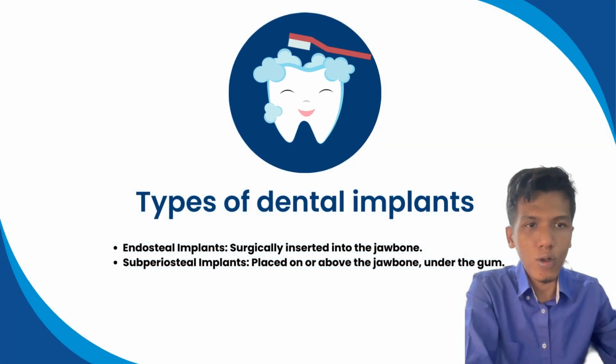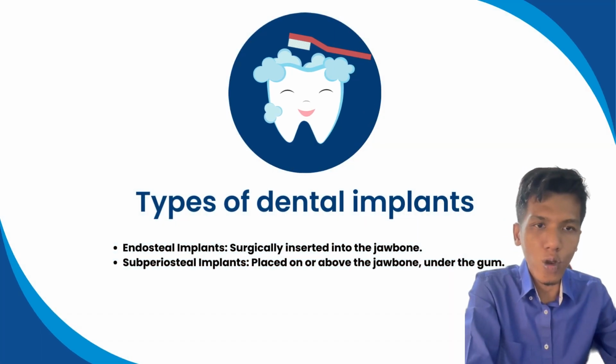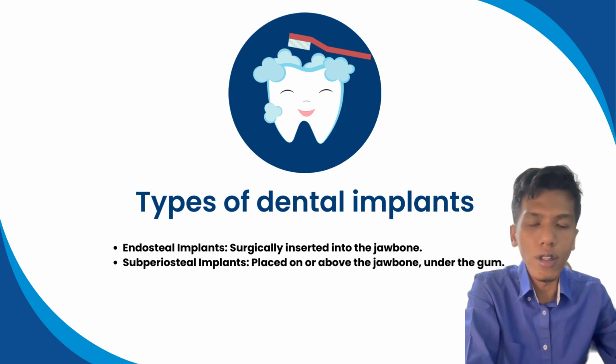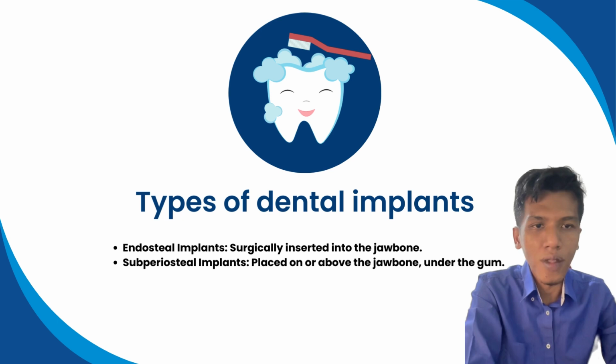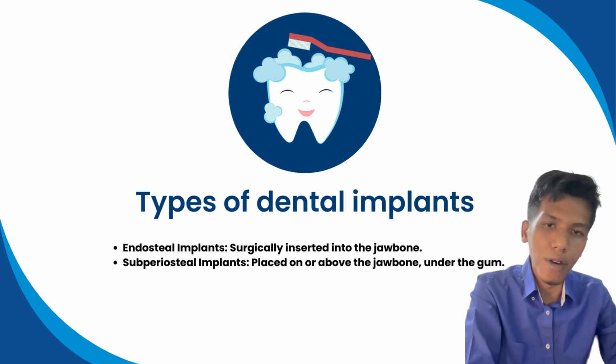Basically, we have 2 types of dental implant. The first one is the endosteal implant, which is surgically inserted into the jawbone. Okay, we put it inside the jawbone. And the second one is the subperiosteal implant, which is placed on or above the jawbone.